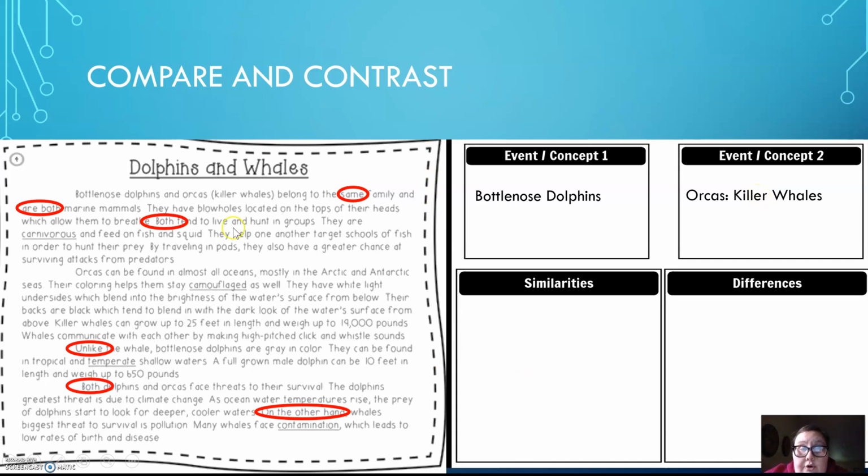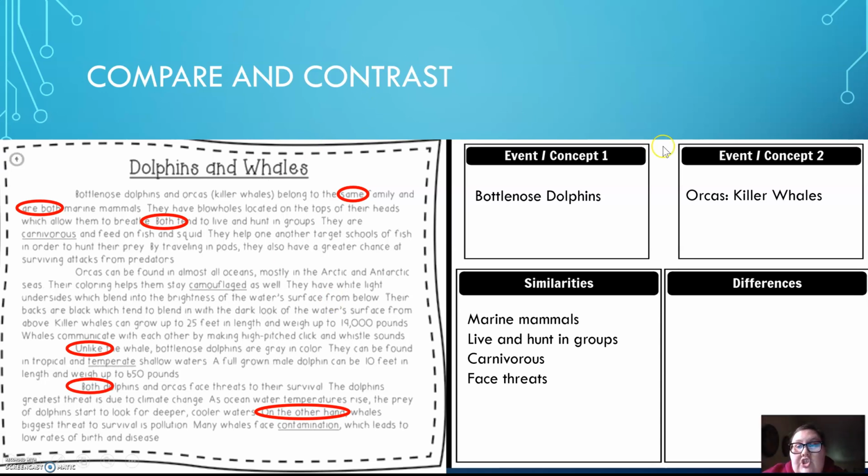So then we're going to look through at similarities because that looks to be what they start off with, our words same and both. So their similarities. Marine mammals, they're both marine mammals. They both live and hunt in groups. They're both carnivorous, which means that they eat meat, strictly meat, and they both face threats.